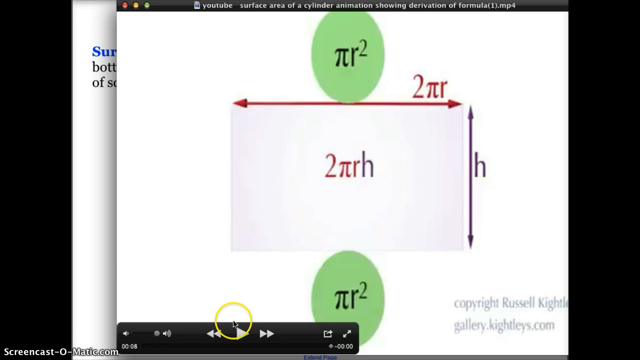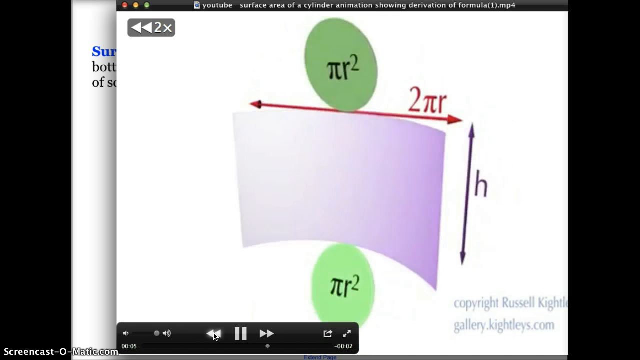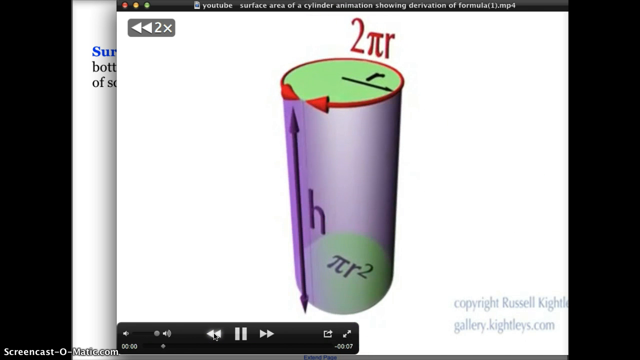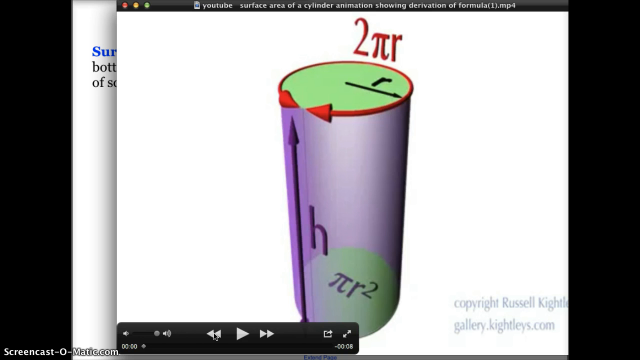Let me put the cylinder back together and watch how this red line is formed to make the circumference of the top base. It's a little bit quick, but you can still see how that works. This red line is the circumference of the top, or the circumference of the base. Let me do it again and watch how this red line becomes the length of the rectangle, and the height is going to become the base of that rectangle.